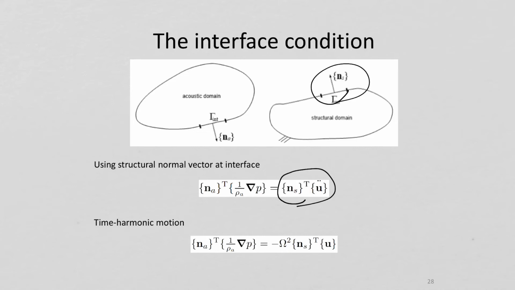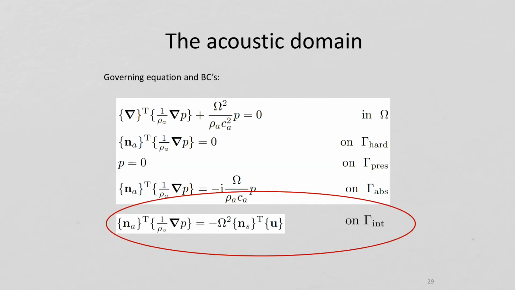And then one step further will be to introduce time harmonic motion. We can replace the acceleration by minus omega squared times the displacement. And then we get the final equation in the bottom here. And that means we can actually complete now our full set of boundary conditions. Of course, you can think of other boundary conditions, but these would be the typical boundary conditions that we will deal with here.